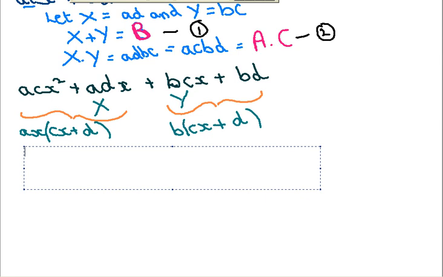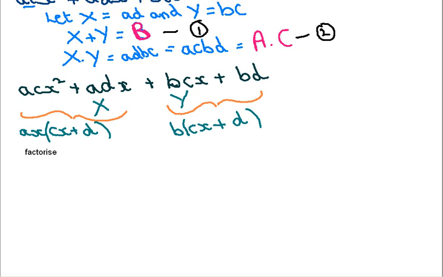The question is, factorize 4x squared plus 14x minus 8. So that's factorise 4x squared plus 14x minus 8.